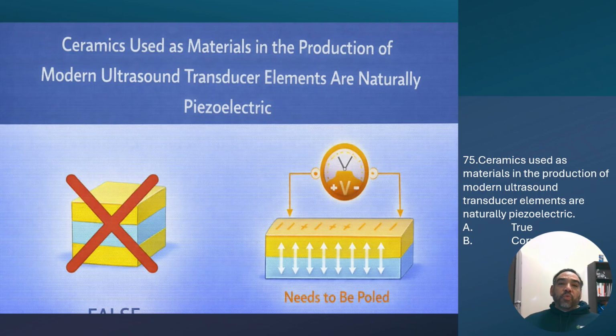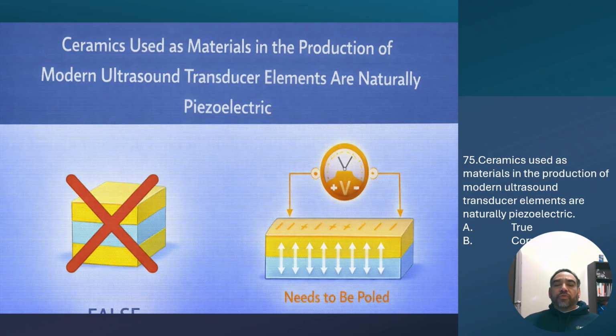And let's look at it from the other direction. Why is true incorrect? Again, this is not materials like quartz in nature, which are naturally piezoelectric, right? The ceramics that are used in modern medical ultrasound are synthetic and they require polarization. So that's the distinction that they're testing with this kind of question. Again, think of magnetic materials that you can magnetize and demagnetize with temperature, kind of the same thing. So the big concept here to remember is that natural piezoelectric materials are things like quartz.